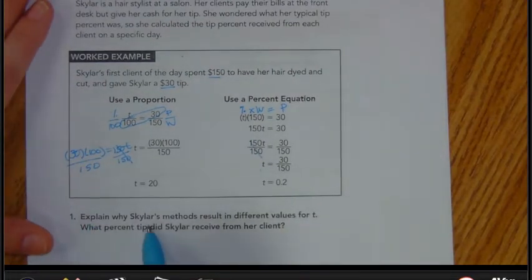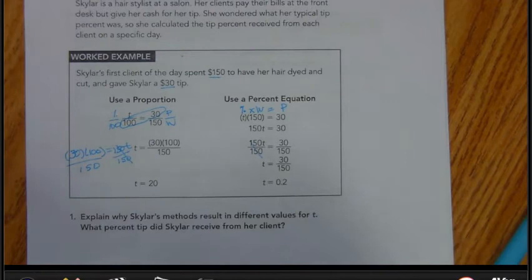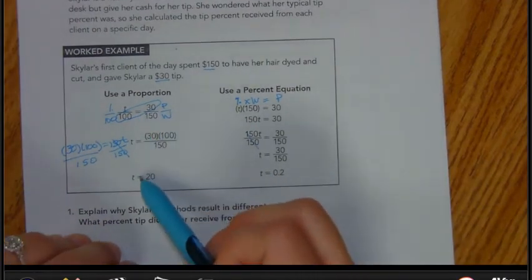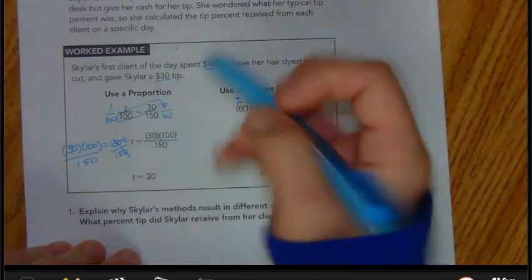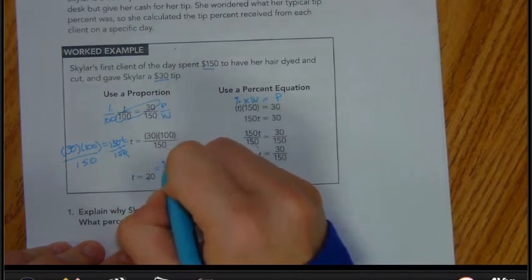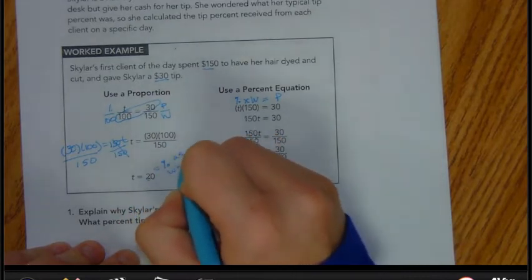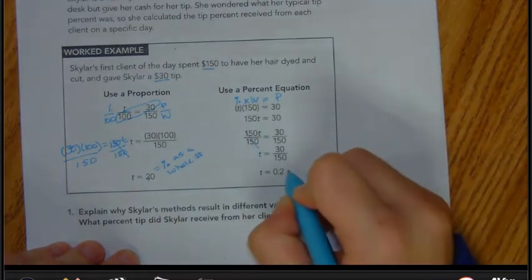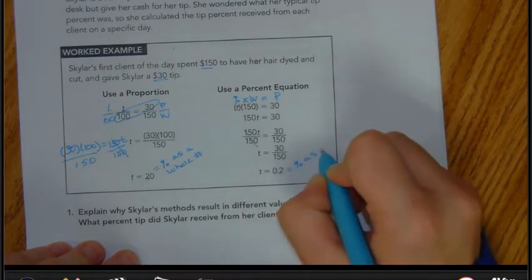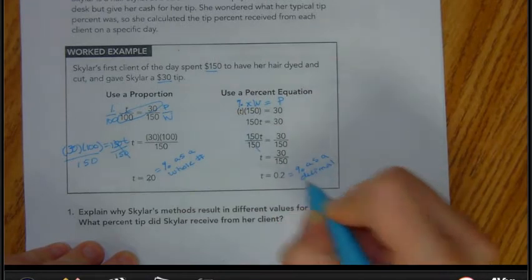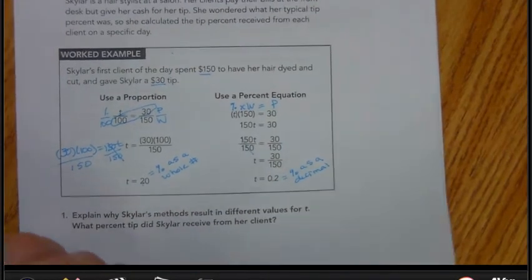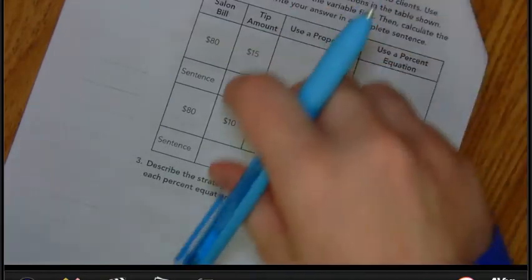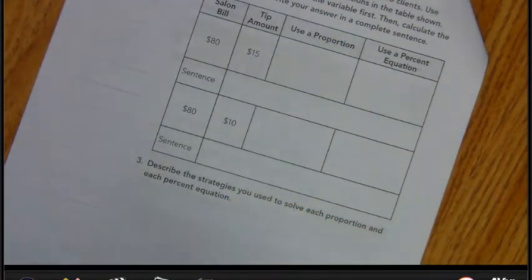Explain why Skylar's method results in different values for t. What percent did Skylar receive for her client? Well, that's kind of what we were just discussing. By using this right here, I have a whole number of 20. This t variable represents my percent as a whole number. This t right here represents my percent as a decimal, where I need to move my decimal 2 times to the right in order to get to my whole percent. Okay. All right.